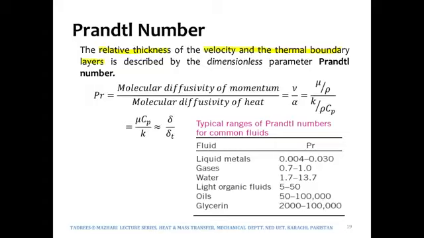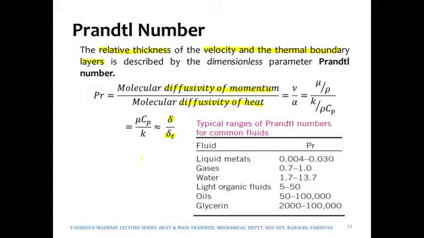It takes into account the relative thickness of the velocity boundary layer. That is why we have this momentum diffusivity in the numerator, and the thermal boundary layer. So that is why we have this thermal diffusivity in the denominator. So the ratio of delta to delta t. Delta means the thickness of the momentum boundary layer, the velocity boundary layer. Sometimes we write it as delta, or sometimes we put a v in its suffix. Delta t refers to the thickness of the thermal boundary layer. This particular ratio is called Prandtl number.